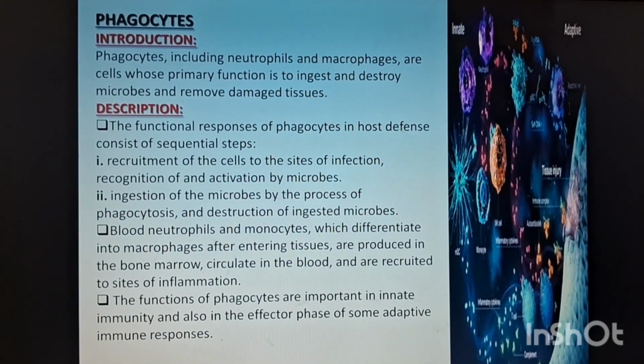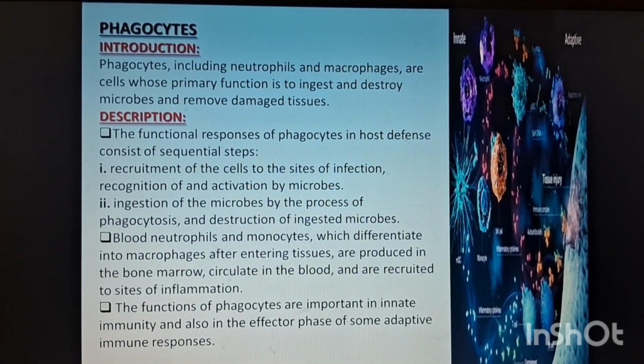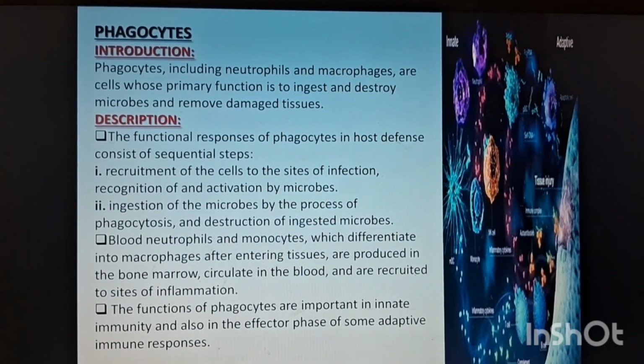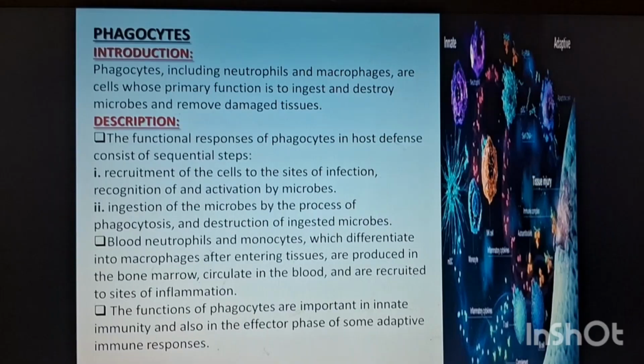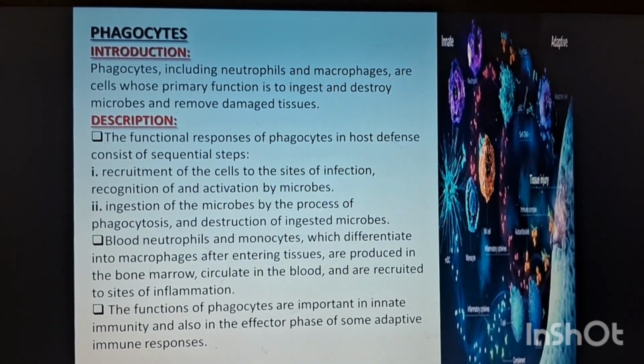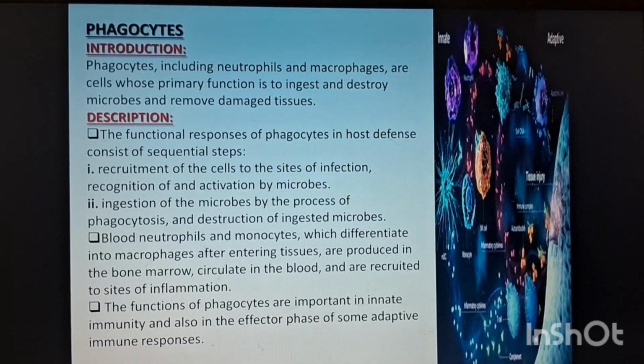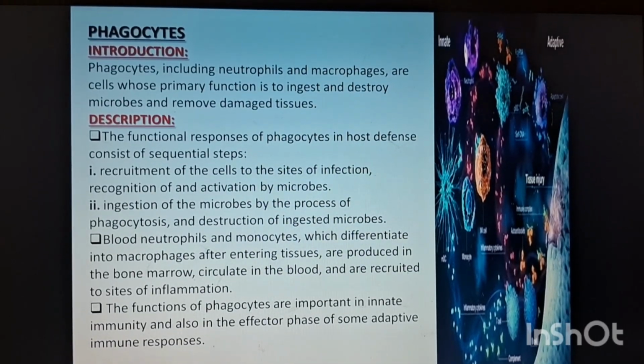Next, what are phagocytes? Phagocytes, including neutrophils and macrophages, are cells whose primary function is to ingest and destroy microbes and remove damaged tissue. Description of the phagocytes: the functional response of phagocytes in host defense consists of sequential steps.